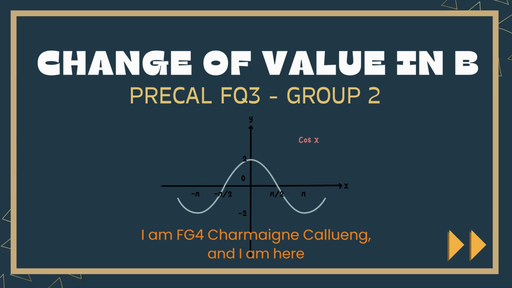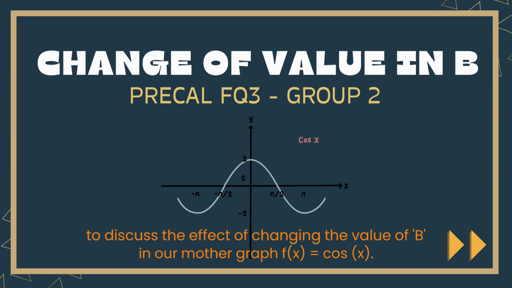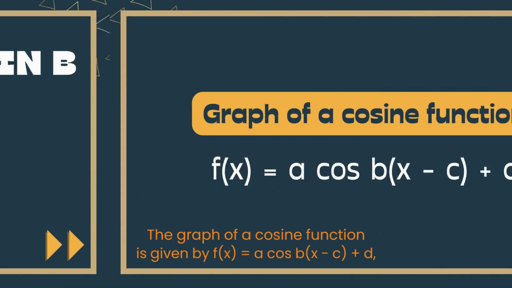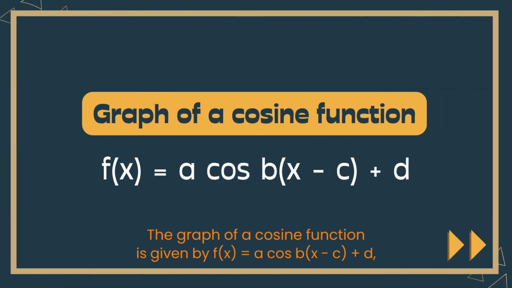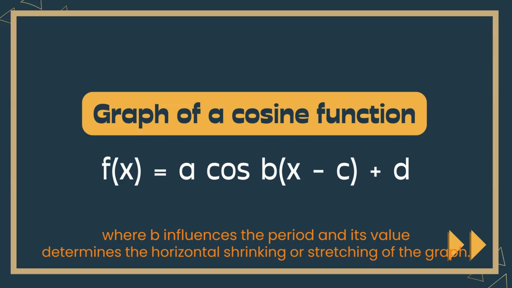I am FG for Charming Kalweng, and I am here to discuss the effect of changing the value of b in our mother graph f of x equals cosine x. The graph of cosine function is given by f of x equals a cosine b quantity x minus c plus d, where b influences the period and its value determines the horizontal shrinking or stretching of the graph.